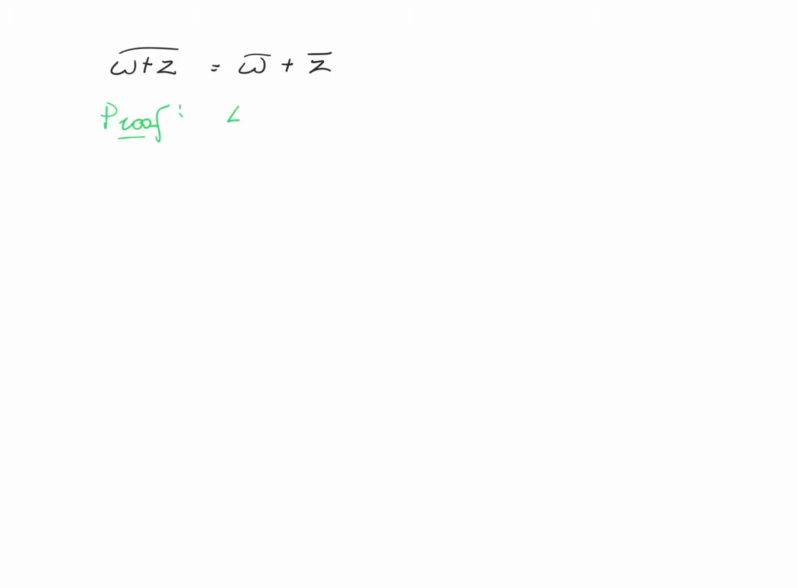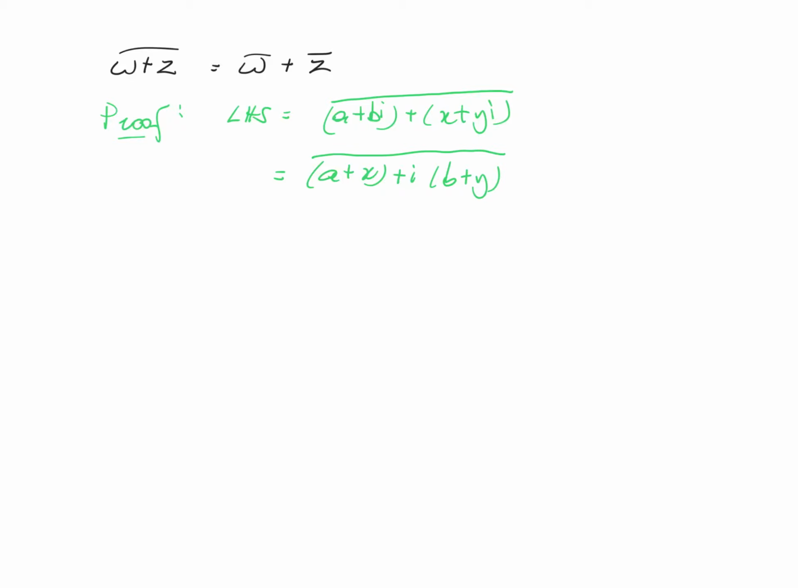So on the left hand side, we have w plus z conjugate. So w was a plus bi, we add z was x plus yi, and now we take the conjugate of this total sum. So we will reorder the different terms. A sum of complex numbers was a sum of the real parts. So this is a plus x plus i times the sum of the imaginary parts, so b plus y, and then the conjugate of this thing.